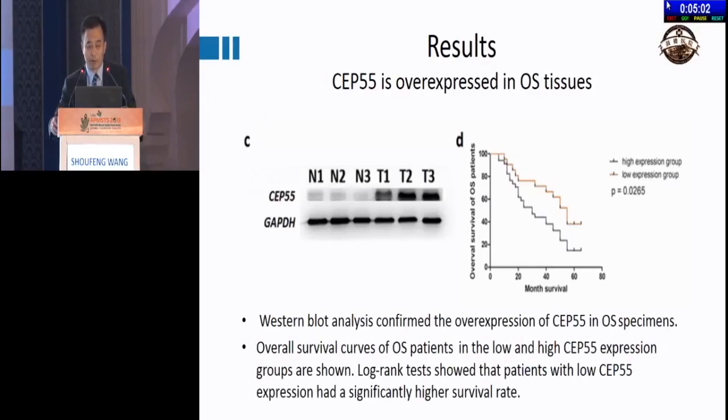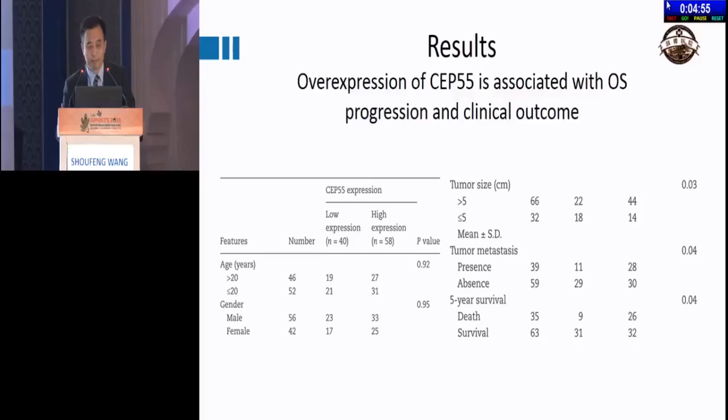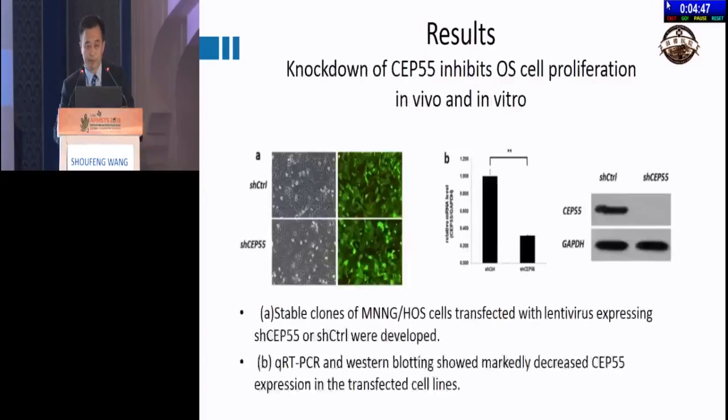The overall survival rates of OS patients were associated with the overexpression of CEP55. So the tumor size, tumor metastasis, and 5-year survival are associated with the overexpression of CEP55.